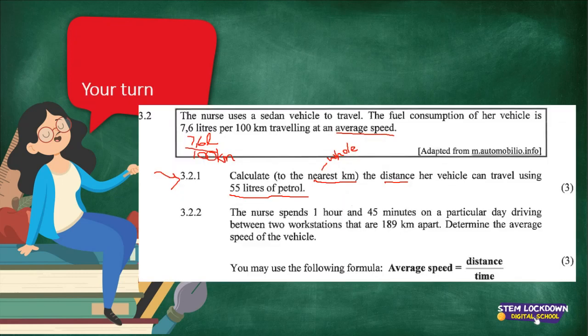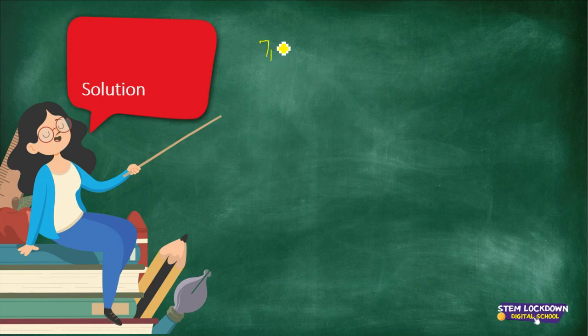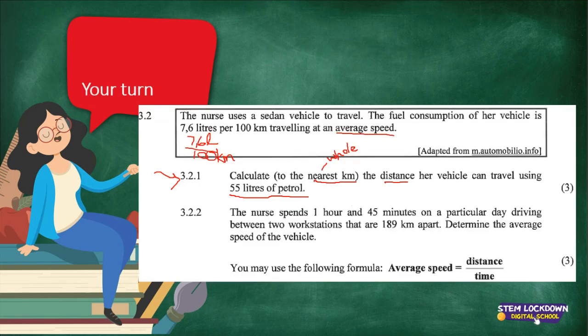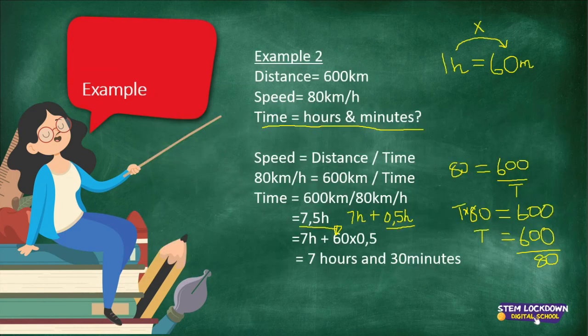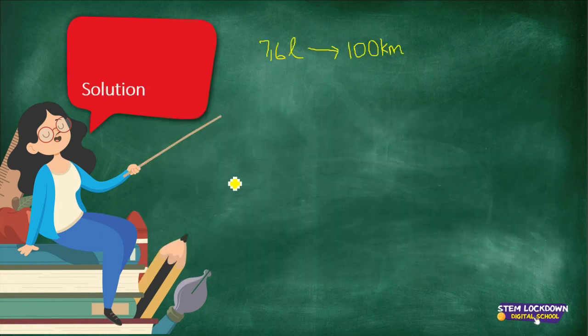Now let us look at how we can do this question here. I have my consumption, which is 7.6 liters for every 100 kilometers. The question asks how far, the distance. What is the distance it will travel from 55 liters of petrol? So 55 liters of petrol, I want to know how many kilometers.